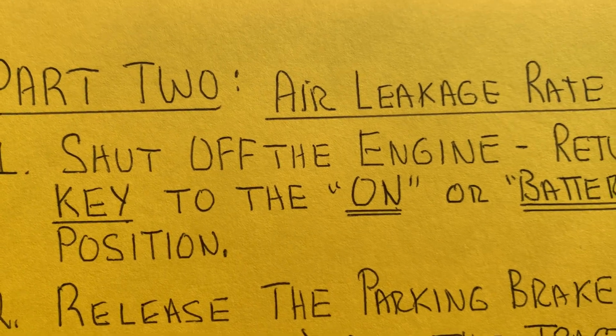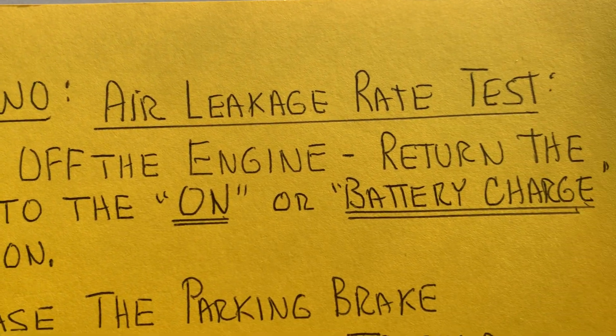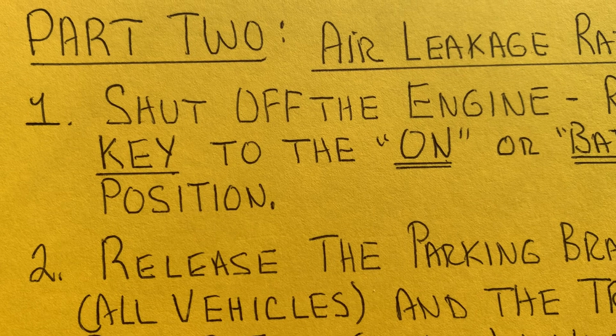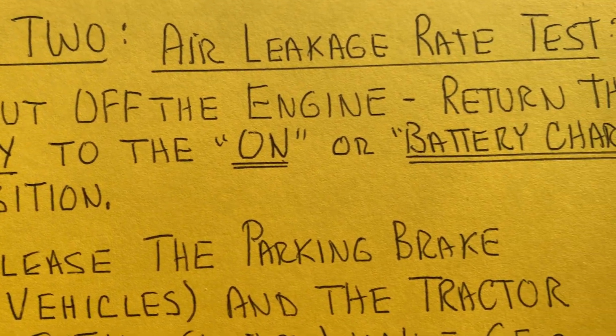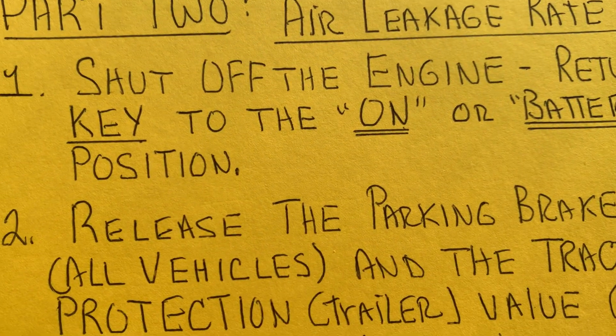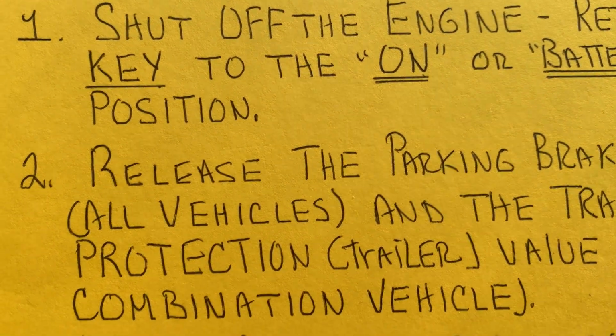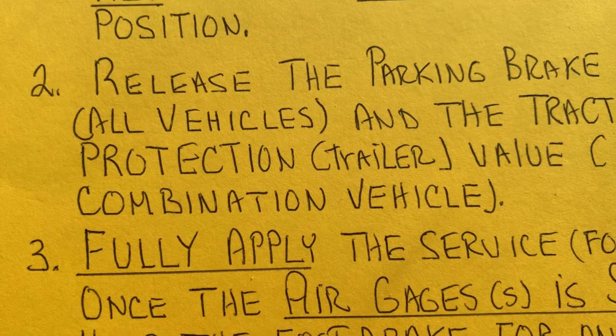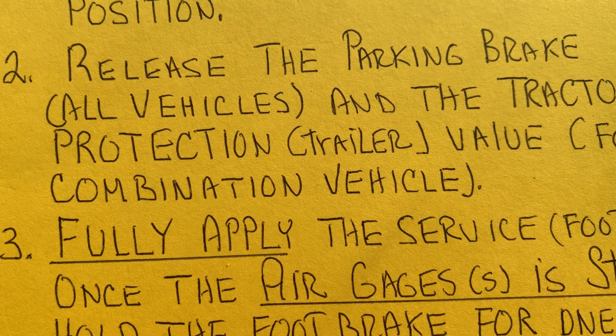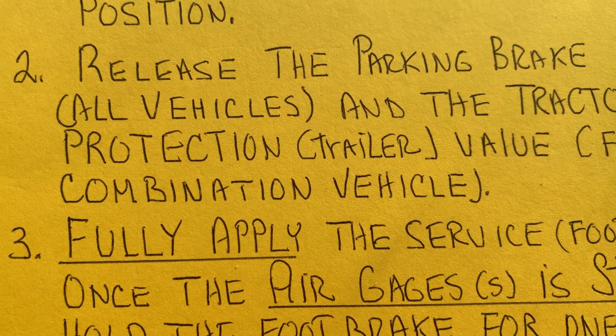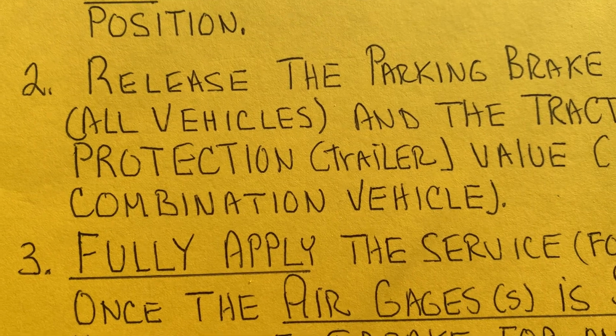Part number 2, air leakage rate test. First, you're going to shut off the engine. You're going to return the key to the on position or battery charge position. You will see the gauges. You might see a little beep and you'll see the gauges moving, and that way you know the key is in the on position.